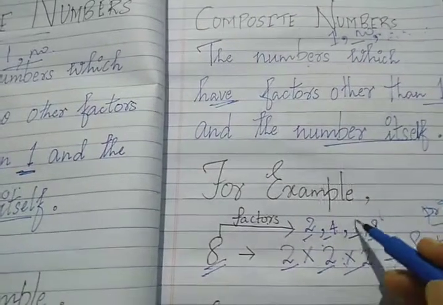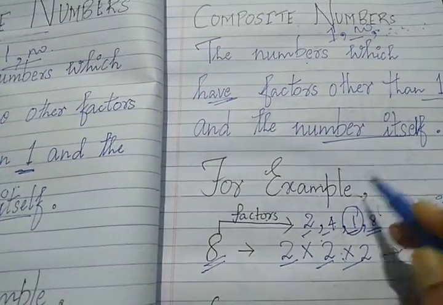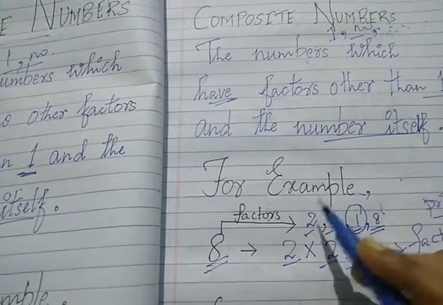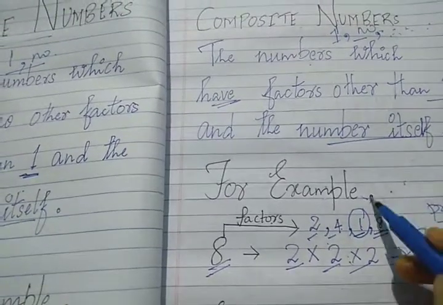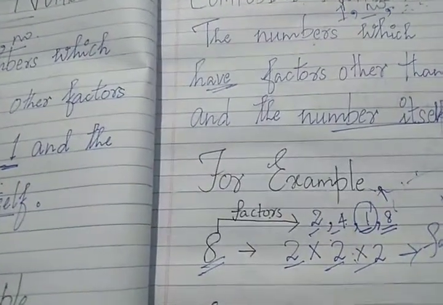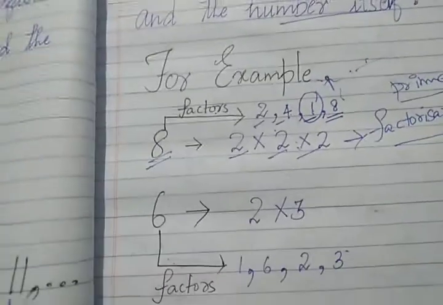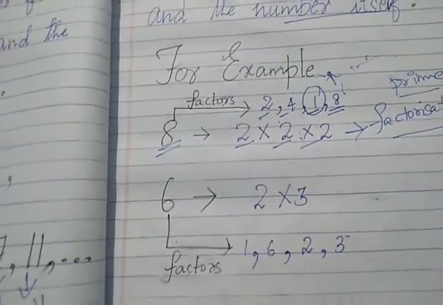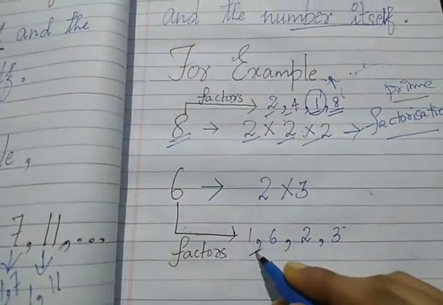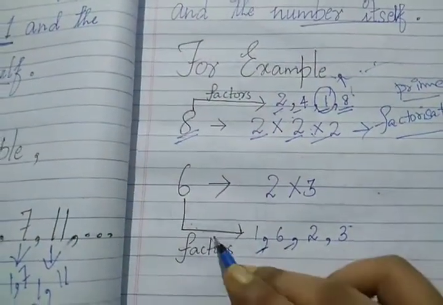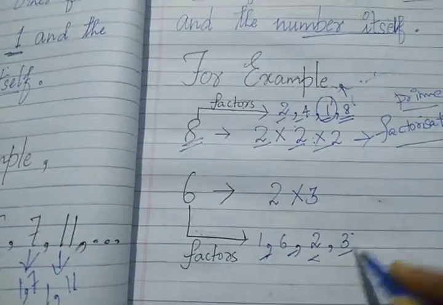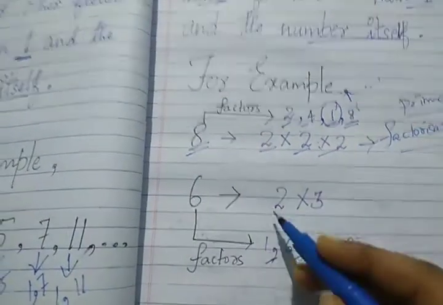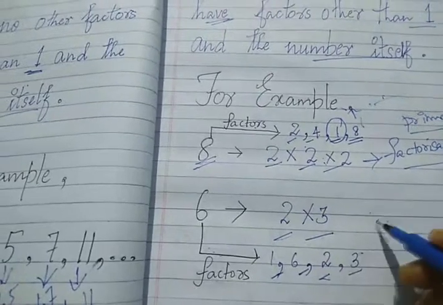Another important thing to note, 1 is neither prime nor composite. It doesn't come in any of these two categories. Another example over here, I have taken 6. The factors of 6 are 1, the number itself, which means 6, 2 and 3. If you're going to factorize it, it will be 2 into 3 or 3 into 2, whatever.